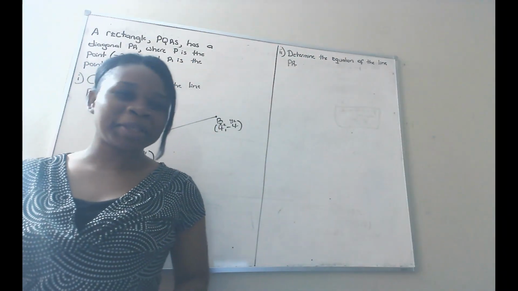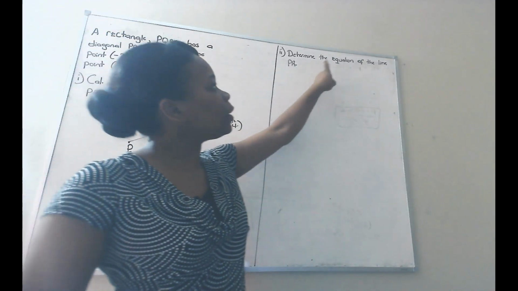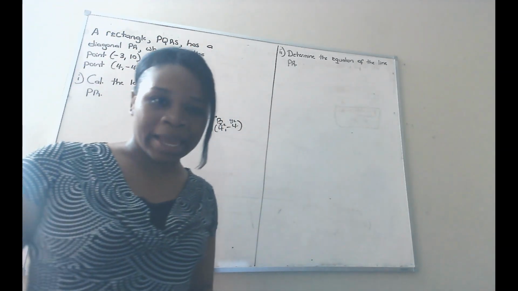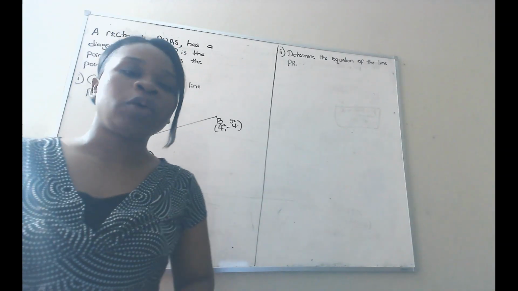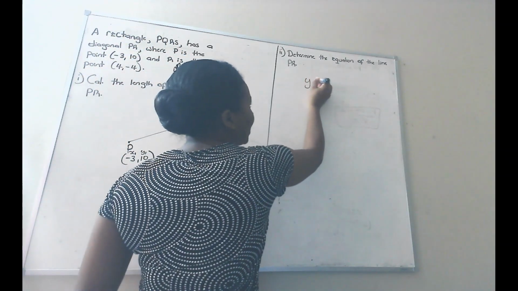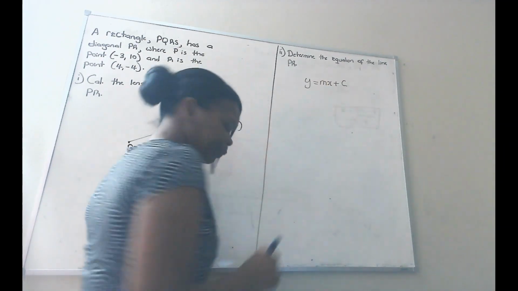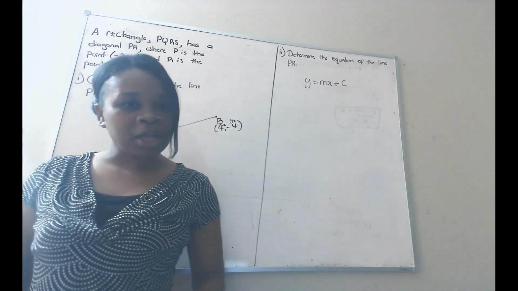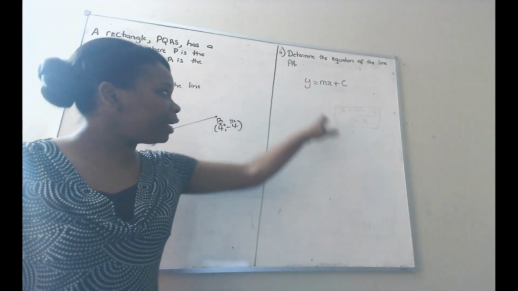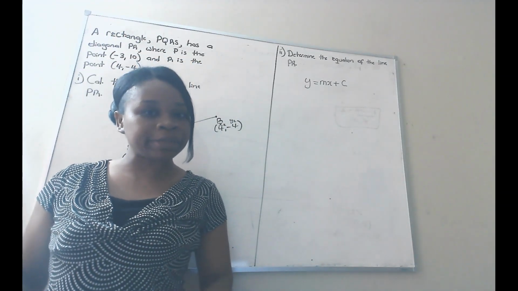Now on to the next part of this question. We're asked to determine the equation of the line PR. Now the equation of a straight line is y is equal to mx plus c. That's the equation of a straight line. Any straight line, y is equal to mx plus c.